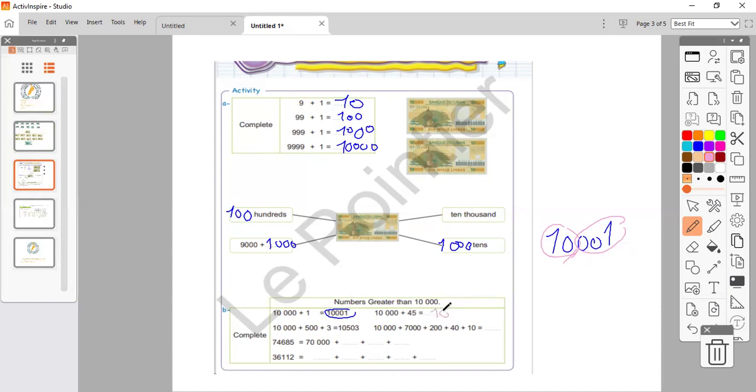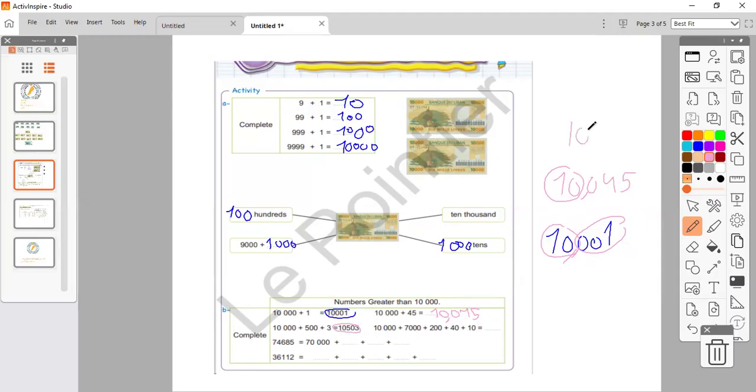It means 10,045. Also, let's read it together. How do we read this number? I will write it here. Of course, we don't have to forget to put the comma here. I read this part. It's 10,045.